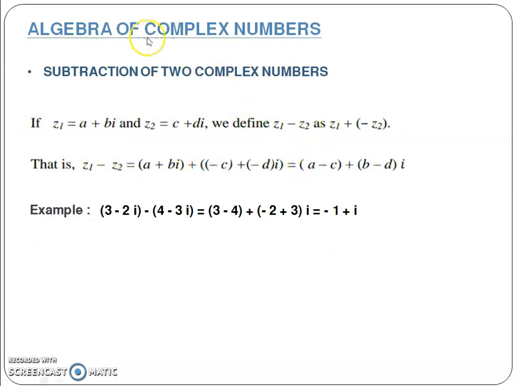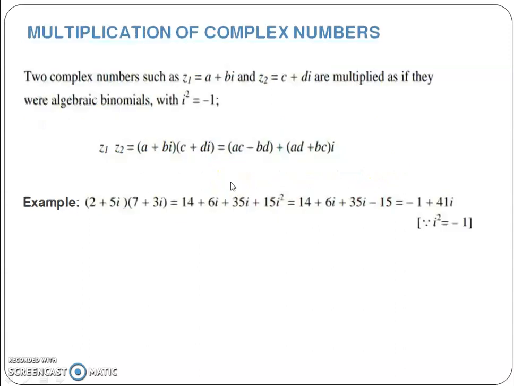Similarly, we can subtract two complex numbers now. For this again, to find the difference of z1 and z2, I simply need to subtract the real and the imaginary parts of the two complex numbers.